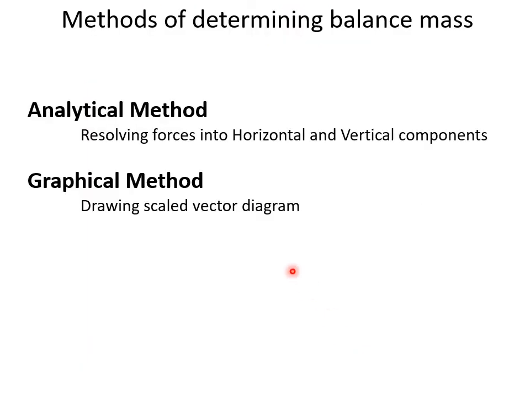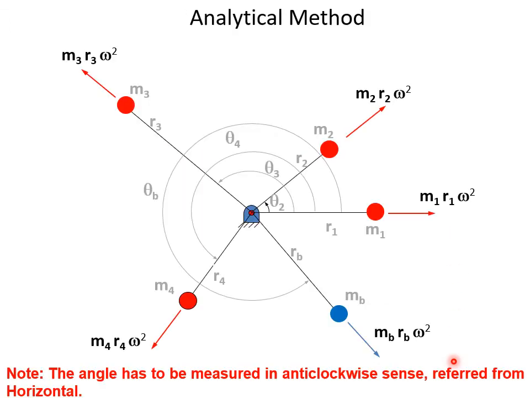So this can be done by two methods. One is the analytical method and the other is the graphical method. We will see both the methods one by one. So we start with the analytical method of balancing. In the analytical method, we resolve all the forces into horizontal and vertical components. So let us try to understand how we do that.